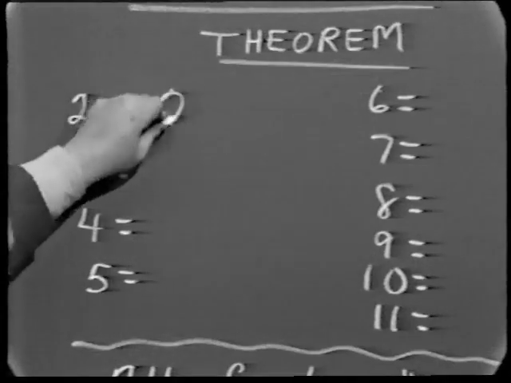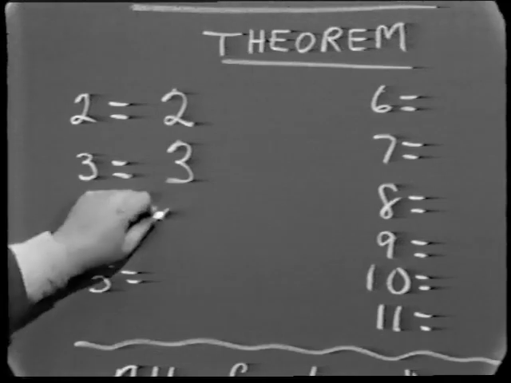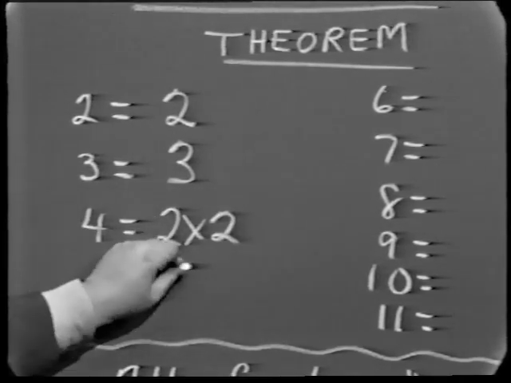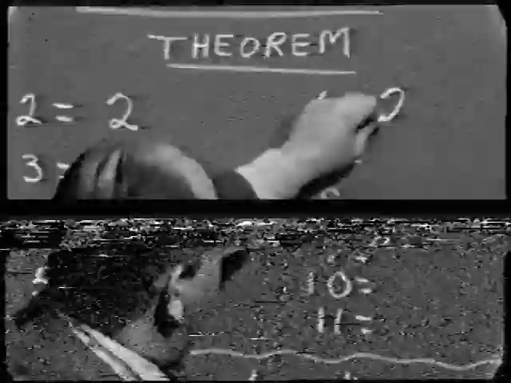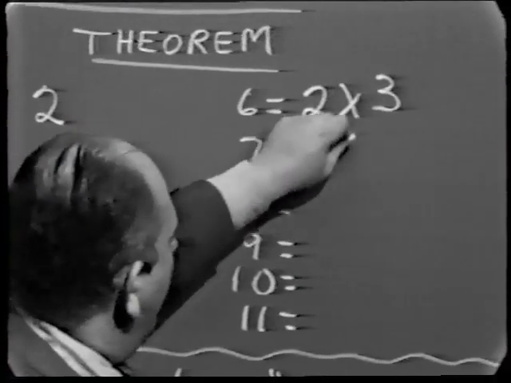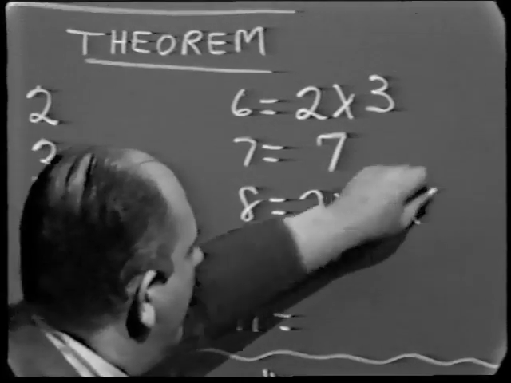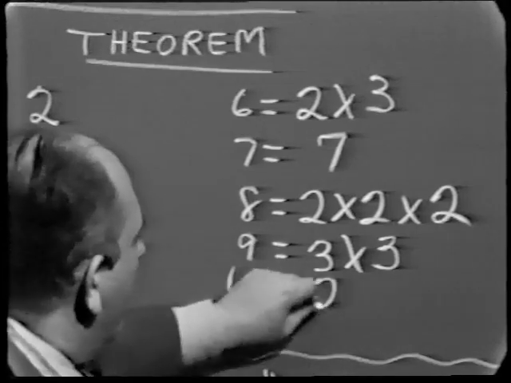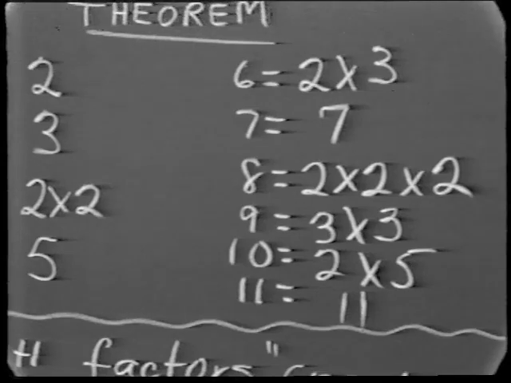For example, 2 is already a prime. It's 2. 3 is already a prime. 3. 4 can be factored as 2 times 2. 5 can be factored as, well, it's already a prime. It's 5. 6 can be written as what? 2 times 3. 7 can be written, of course, as 7. It's already a prime. 8 is 2 times 2 times 2. 9 is 3 times 3. 10 is 2 times 5. And 11 is already a prime. Well, this doesn't prove anything. I'm just trying to demonstrate what the theorem says.